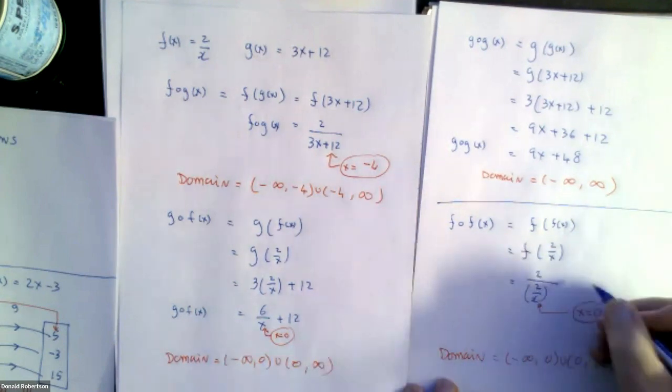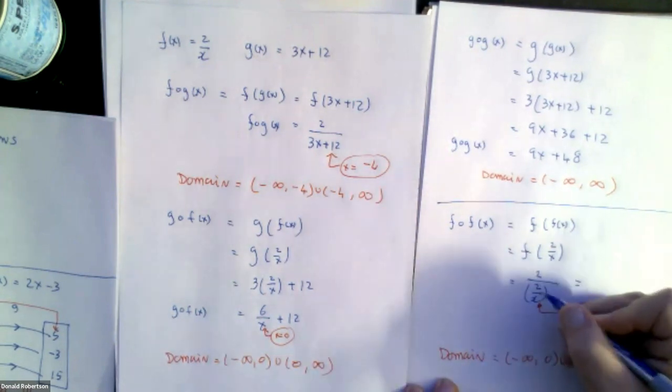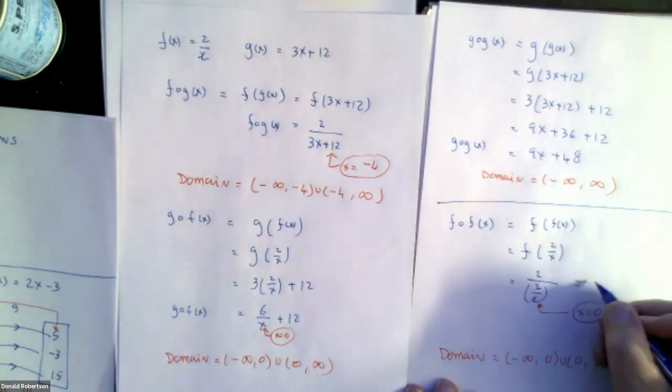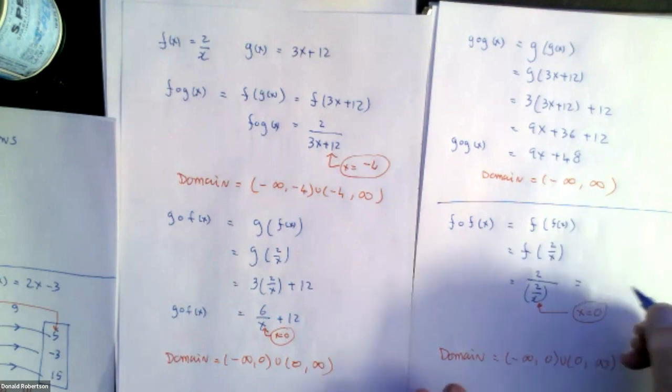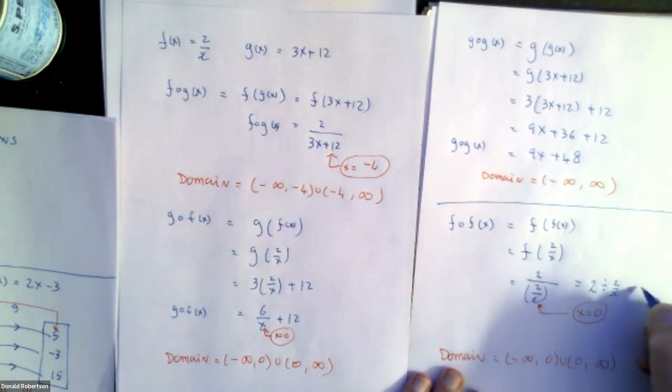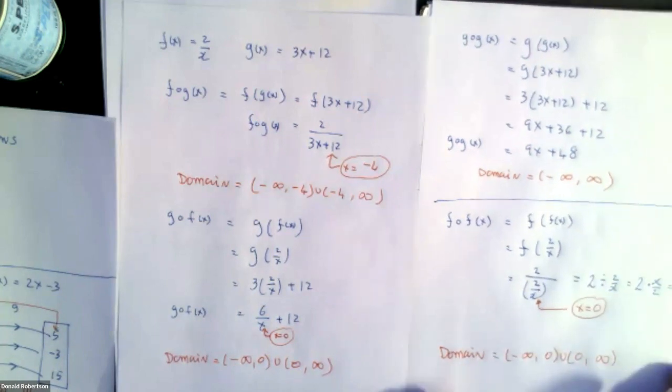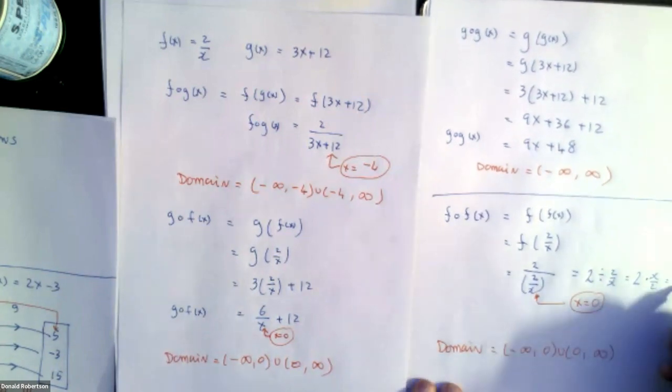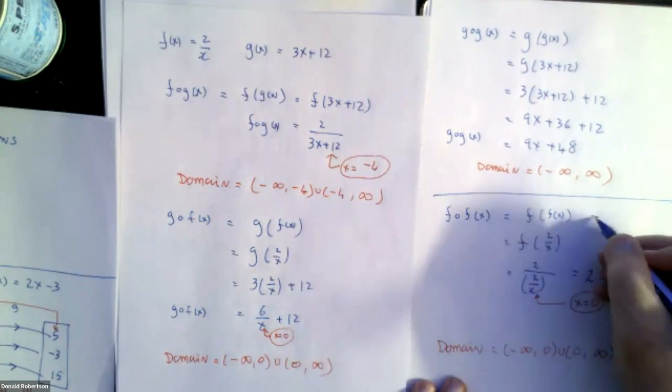Now let's make this thing pretty. 2 over 2 over x, right? You can think of that in two different ways. This is one way to think of it. It's 2 divided by 2 over x, which becomes 2 times its reciprocal. Cancel all the 2's, and you get x. And so that is the final answer.